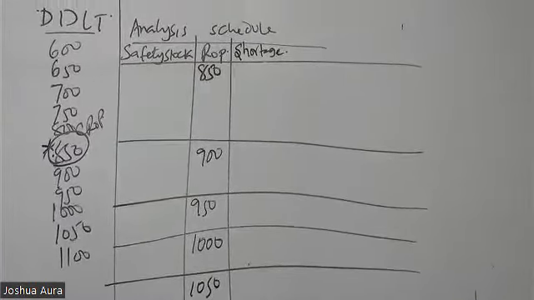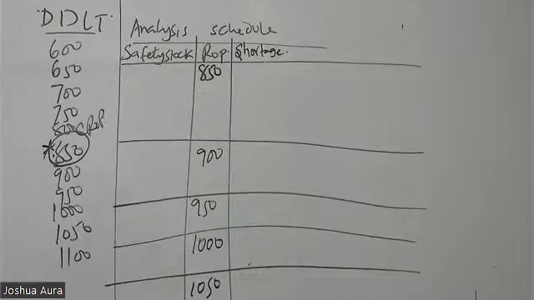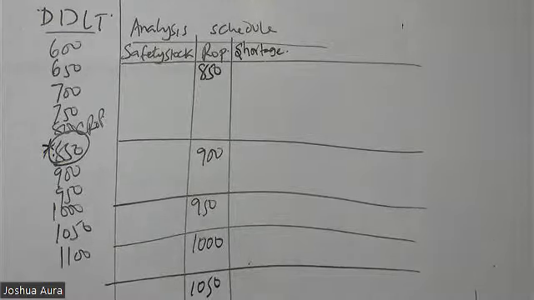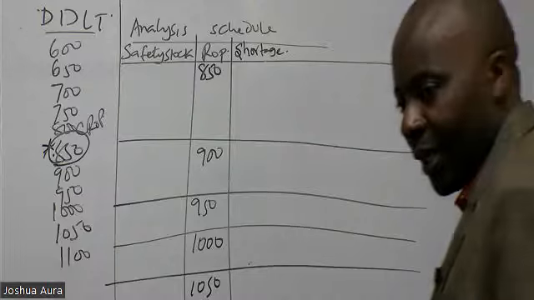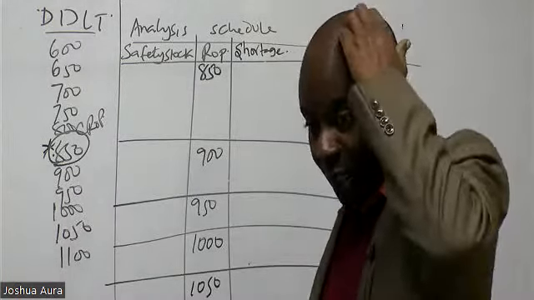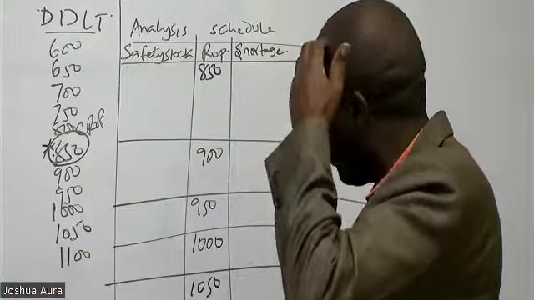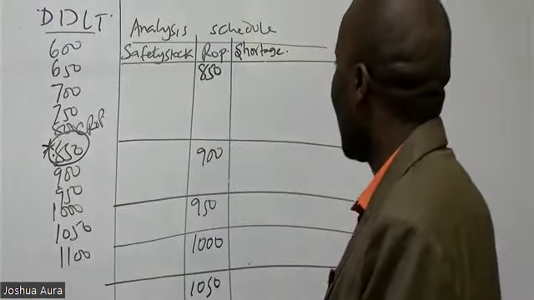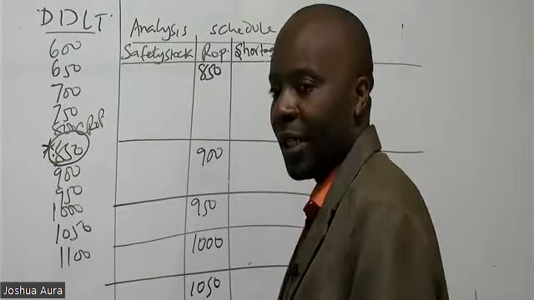Is there anybody who can come up with shortages of the first sale? Shortages of the first sale. I'll have to squeeze this thing a little bit.